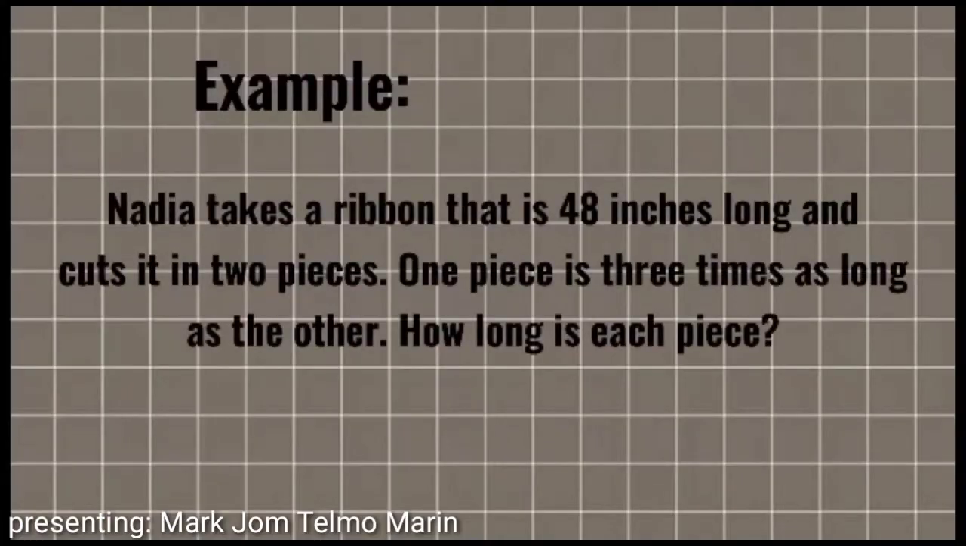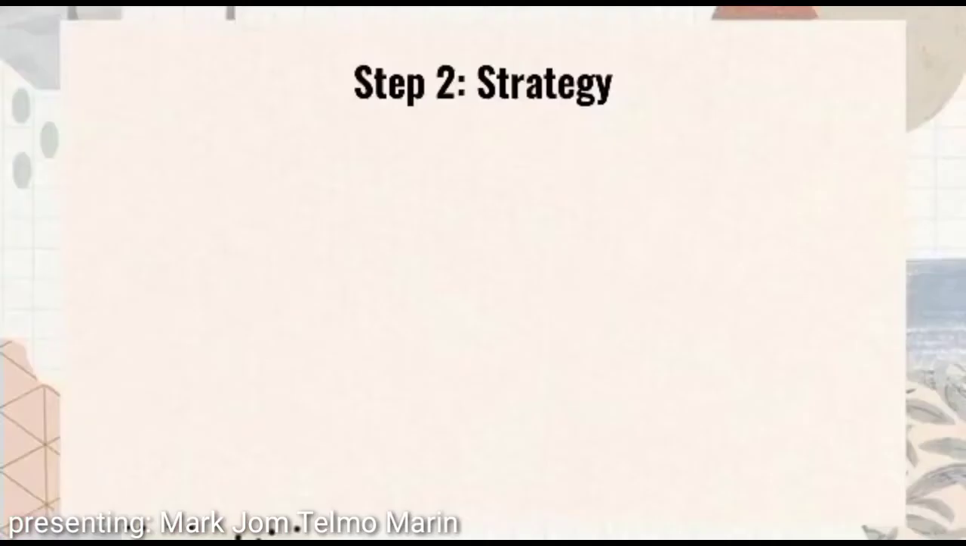Nadia takes a ribbon that is 48 inches long and cuts it into 2 pieces. One piece is 3 times as long as the other. How long is each piece? So let's try to solve the given example by using the Polya steps. Step 1. Understand. We need to find numbers that add up to 48. One number is 3 times the other number.